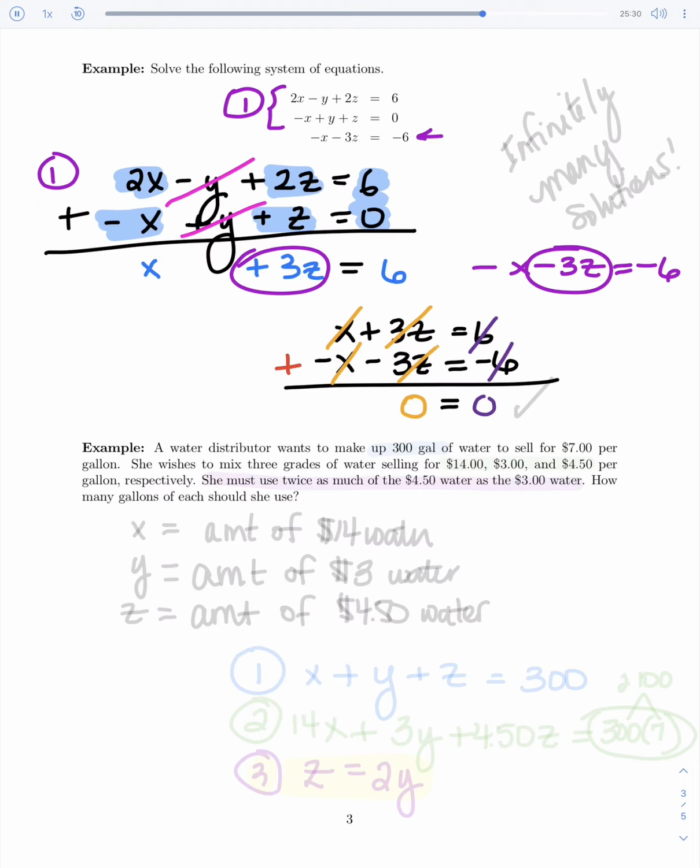Okay, 0 equals 0. We know that that's a true statement. What does this answer mean then? This means that these equations are going to be always true for any triples x, y, and z. So this is going to have infinitely many solutions.